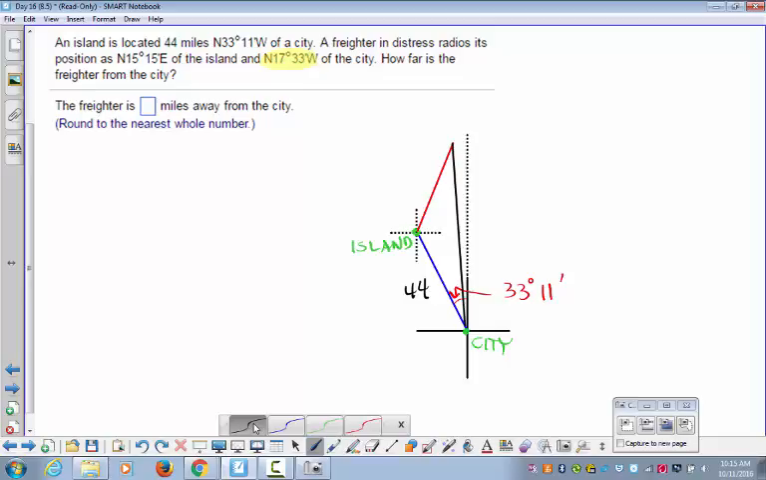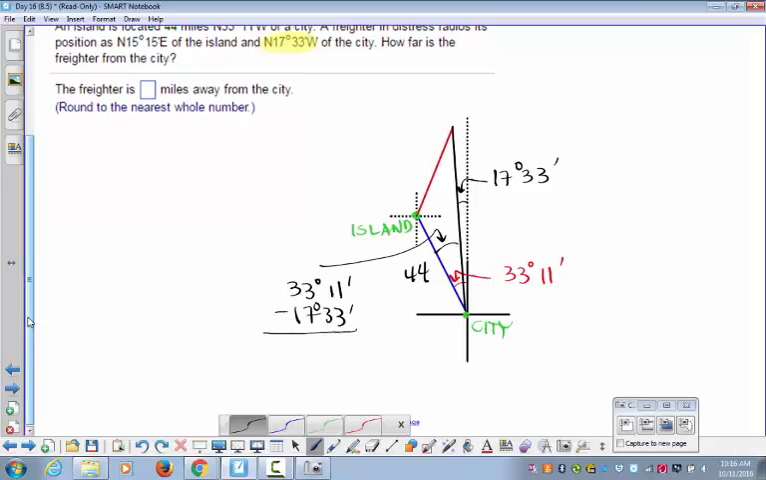Okay, so our goal, the hardest part of the problem, is figuring out the angles that are inside the triangle. That red angle is not inside the triangle. So let's deal with that first. So this angle down here, that's inside the triangle, is going to be this red angle here minus that little sliver angle. And that little tiny sliver angle right there is this last one, 17 degrees 33 minutes west. Okay? So our angle in the triangle right there is going to be this red angle, 33 degrees 11 minutes, minus 17 degrees 33 minutes. That should be degrees, that should be minutes, so it should look like that.